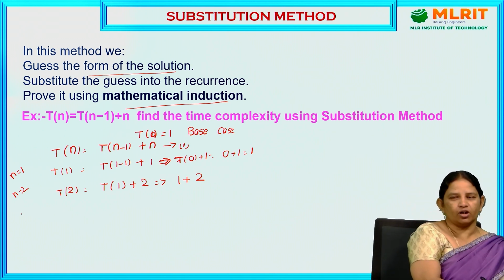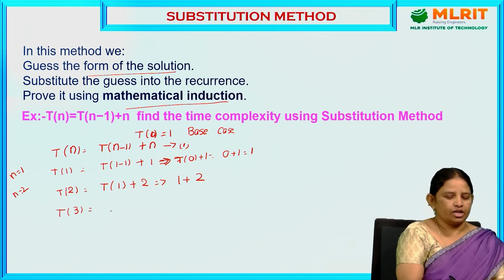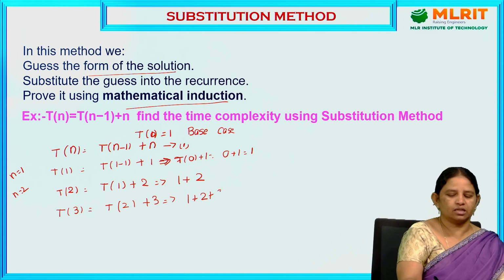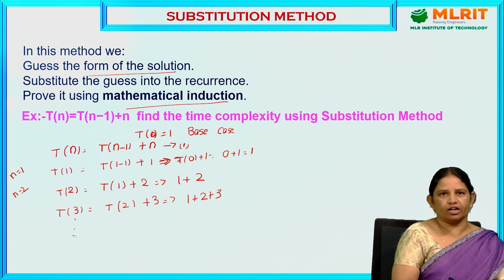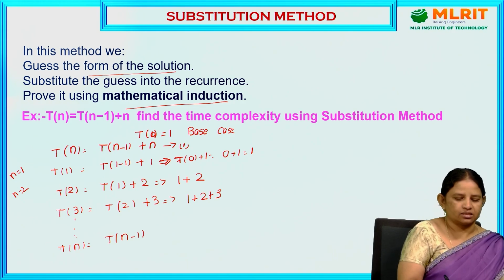Then n equal to 3. Then T of 3 equal to T of n minus 1, n minus 1 means T of 2, plus 3. We know what is T of 2, that is 1 plus 2 plus 3. If it is repeated for nth term, then we are going to get T of n minus 1 plus n.